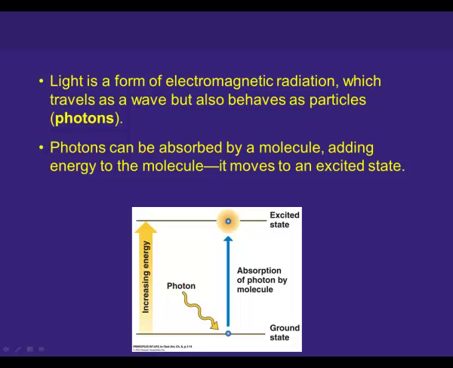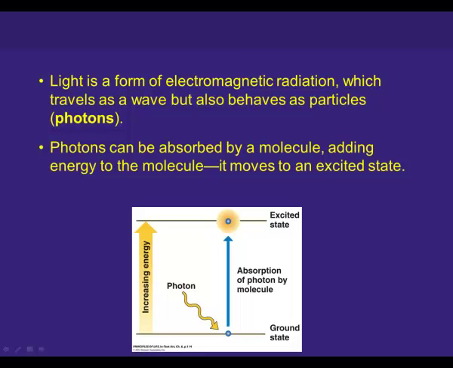Understanding how light energy is converted to chemical energy is one key to understanding photosynthesis. And in order to understand that, you need to understand some things about light. Light is a form of electromagnetic radiation, and it's very interesting because it travels as a wave but also behaves as a particle. The particle behavior is attributed to a packet called a photon, which is basically just a packet of energy. And these photons can be absorbed by molecules and add energy to the molecule.